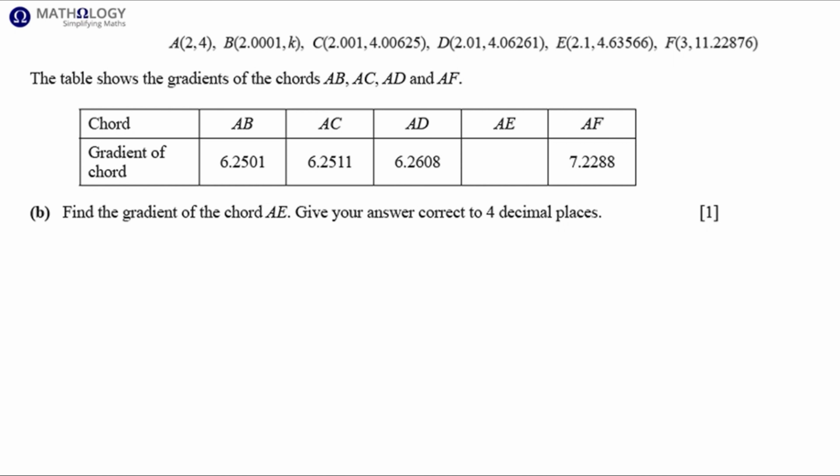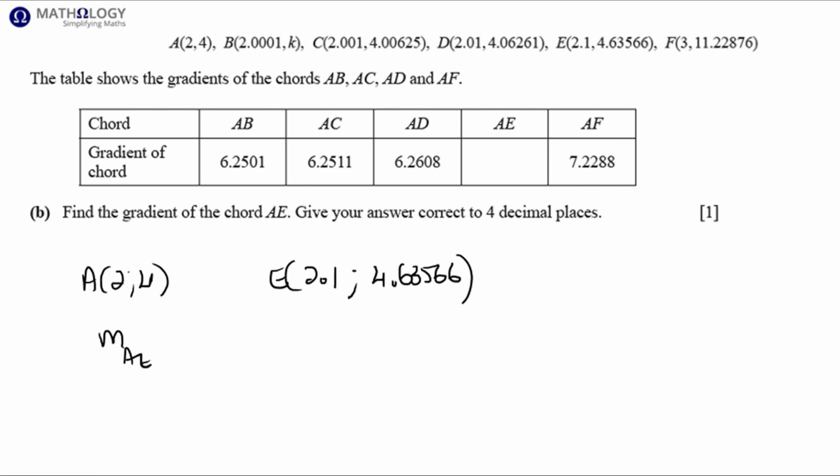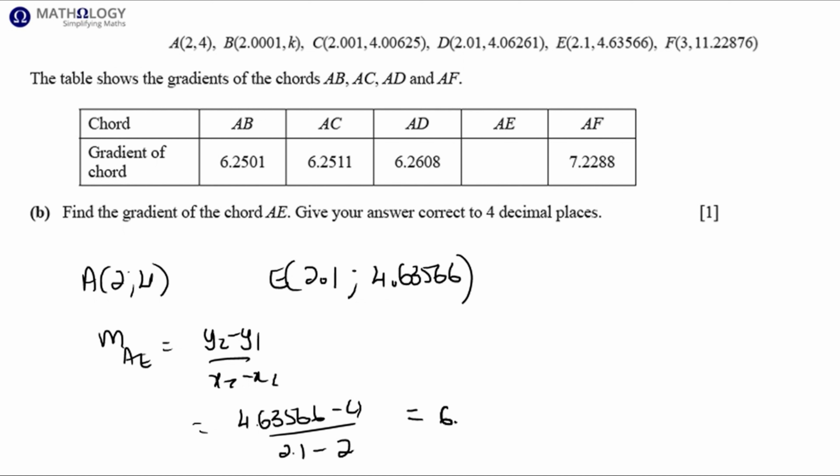Next, we're required to find the gradient of a chord AE correct to 4 decimal places. So we have the point A, 2, 4, point E, 2.1, 4.63566. So the gradient of AE will be y2 minus y1 over x2 minus x1. So that'll be 4.63566 minus 4 over 2.1 minus 2, which equals 6.3566.